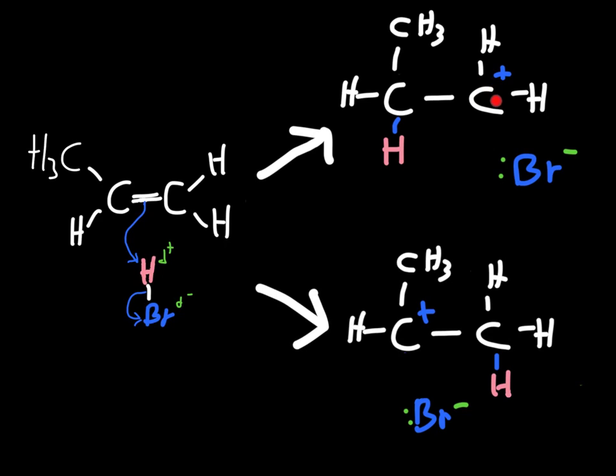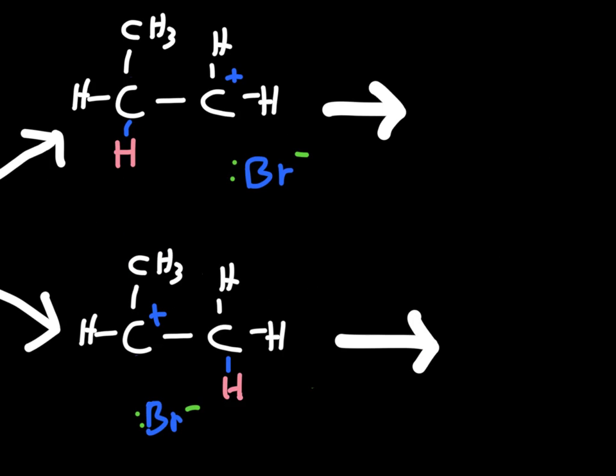If we look at this positive carbon here in the minor intermediate, which will form the minor product, this carbocation is only attached to 1 alkyl group. You see it's only attached to 1 carbon, whereas this one's attached to 2 carbons. Because it's only attached to 1 alkyl group, it's only got 1 alkyl group donating some electrons to it. So this positive charge is not going to be very spread out. Because it's not very spread out, it's much more unstable. So that's why it leads to the minor product.